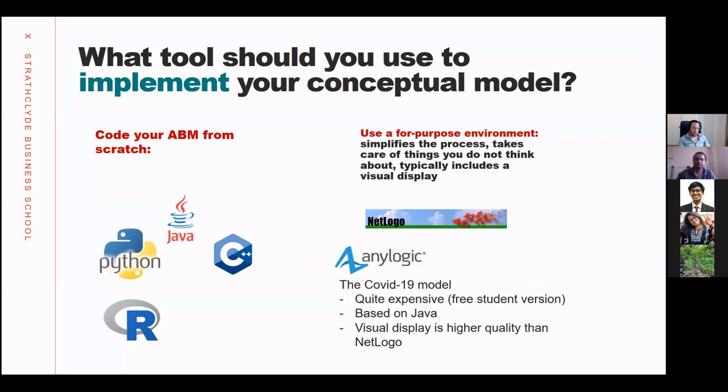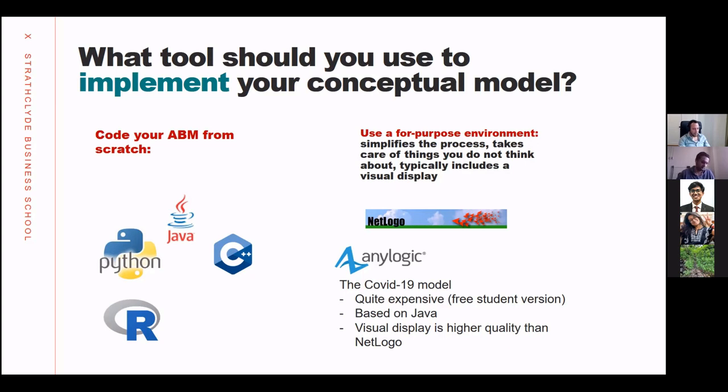I'll just mention one more, which is AnyLogic. The reason I mention it is that it's Java-based, so it's built on top of Java, and you can incorporate Java code in it. That is what the COVID-19 model was built in. My PhD student has coded it in AnyLogic, which is the main reason I mention it. That one is not open source. It's quite expensive, but there's a free student version which you can use.